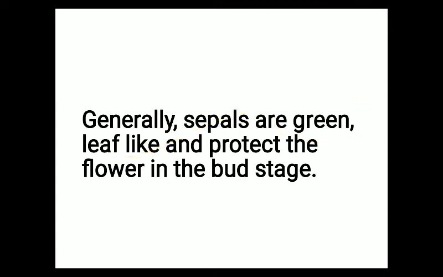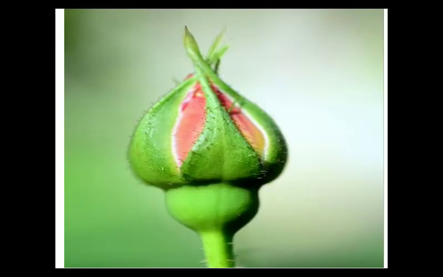And what is the main function of these sepals? They protect the flower in the bud stage. What is the meaning of bud stage? Before a flower opens, it remains in a bud stage. This is a bud of a rose flower. Before the rose flower opens, it remains protected by this green structure, and these green structures are known as what?